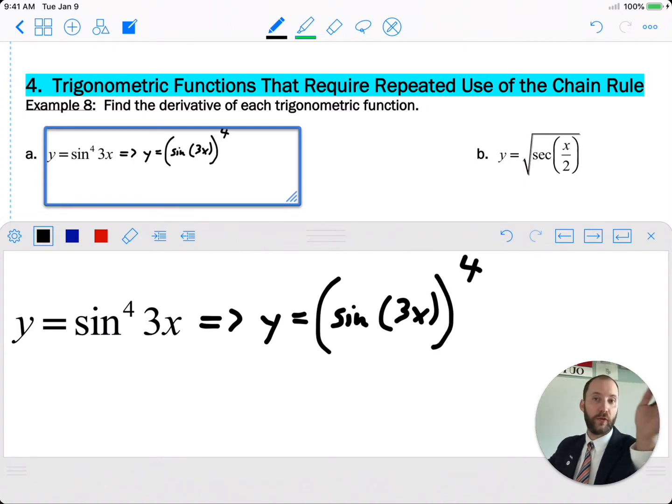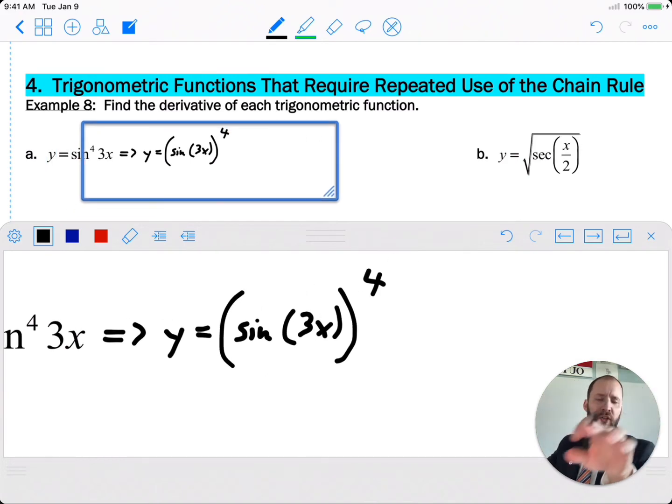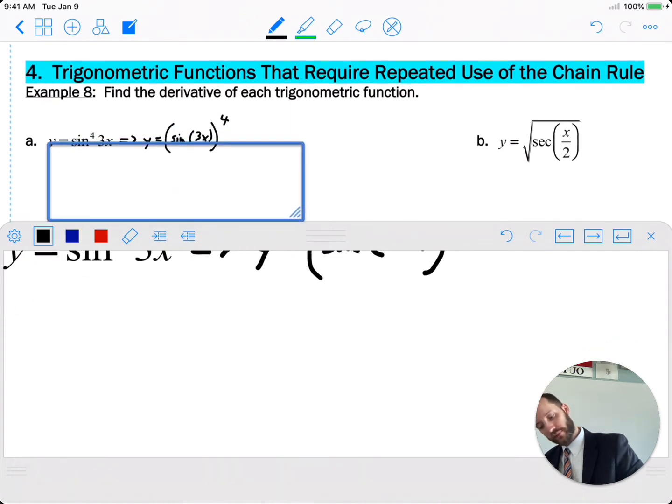All raised to the fourth. So you see how we have multiple sets of parentheses. We have sine plugged into a fourth degree function, a quartic. Then 3x, a linear, plugged into sine. So there's multiple layers to this. Gotta peel back the layers one by one.